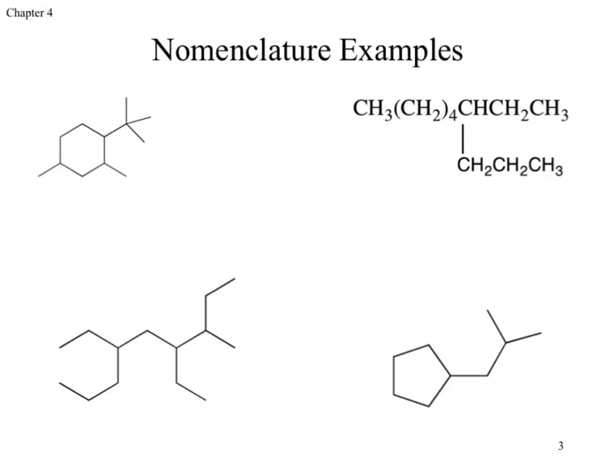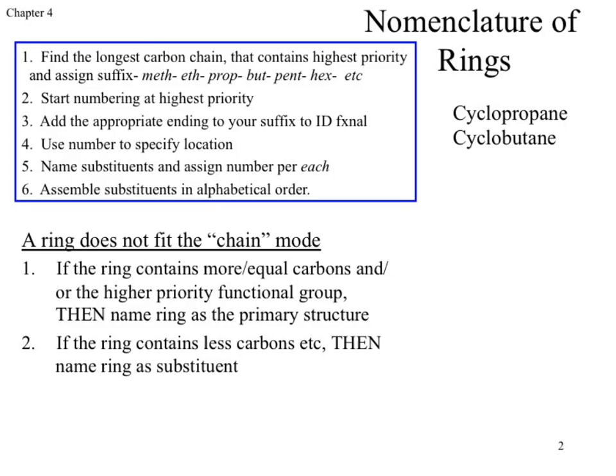Too late. So what we're going to do is take a look at that upper left-hand corner, and we need to decide how we're going to name this structure to begin with. If you go back to your rings, what we want to do is decide whether we name it for a straight chain or a ring. If the ring contains more or equal carbons and or our higher priority functional group, then the structure is named for a ring as the primary group. If our substituents have more carbons than our ring, then we name the ring as a substituent on that larger structure.